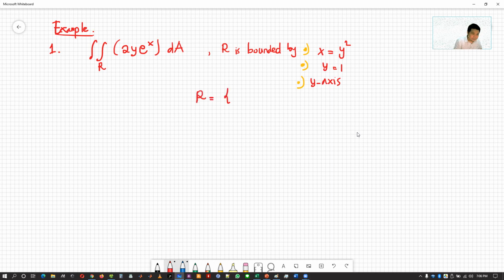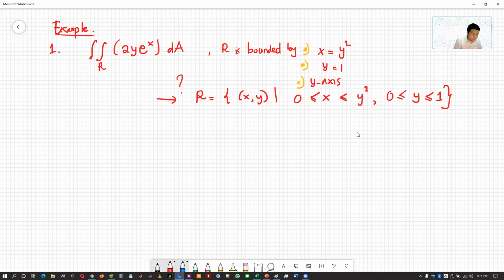R is actually a set of x and y with conditions. X is bounded by y squared and 0, and then y itself is bounded by 0 to 1. Okay, where do we get this?